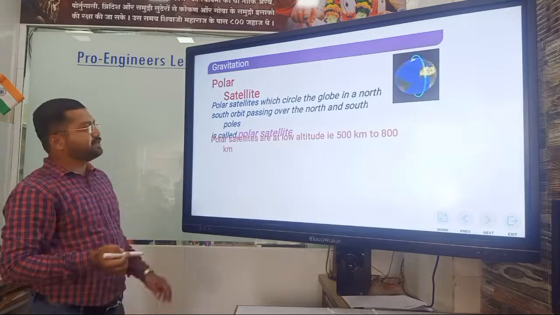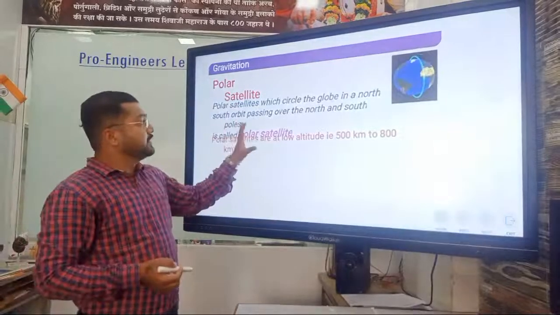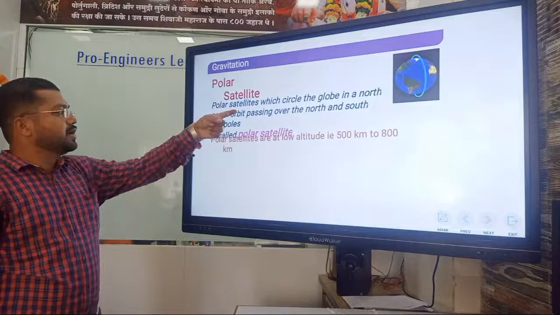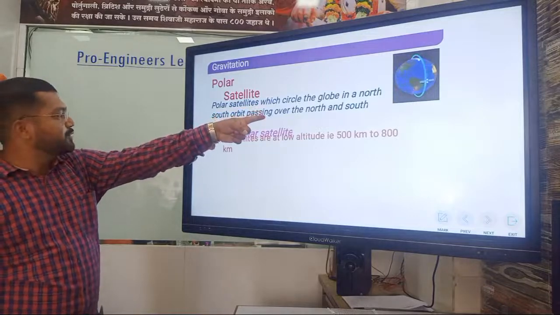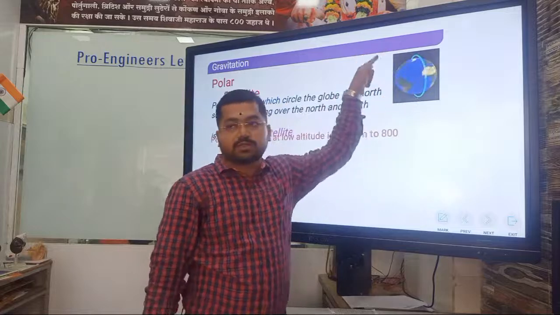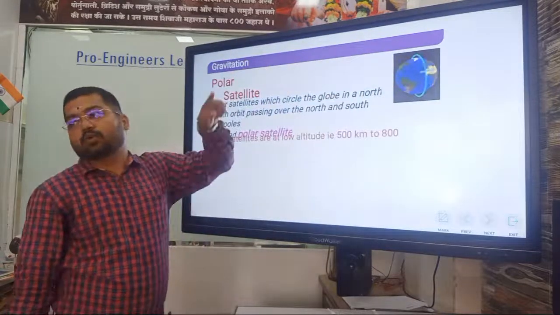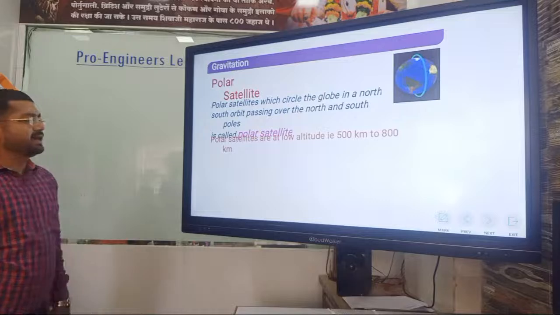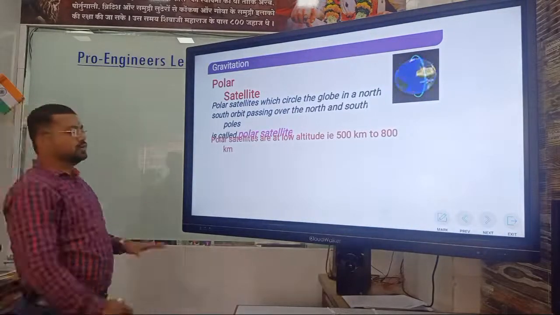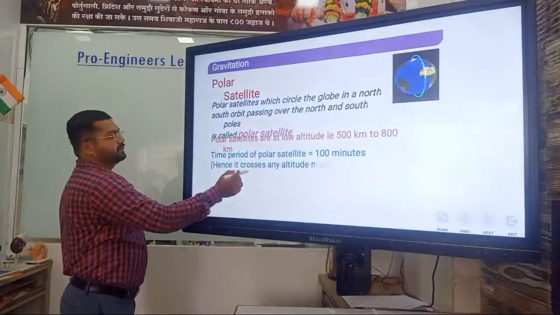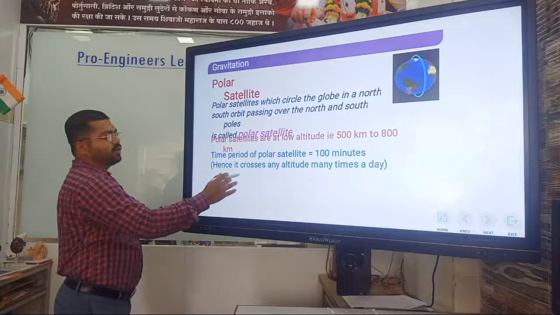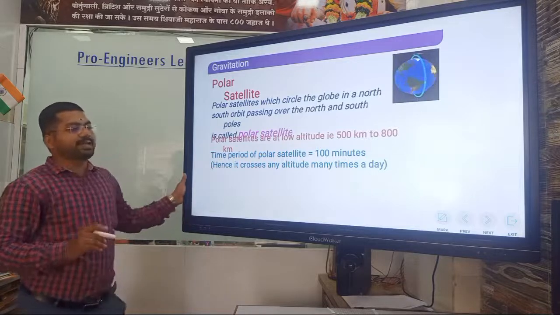Now, it's time to understand polar satellites. What is a polar satellite? Polar satellites which circle the globe in a north and south orbit, passing over the north and south poles, are called polar satellites, as you can observe here, which revolve north and south. Polar satellites are at low altitude, that is 500 km to 800 km. The time period for a polar satellite is 100 minutes. Hence it crosses any latitude many times a day.